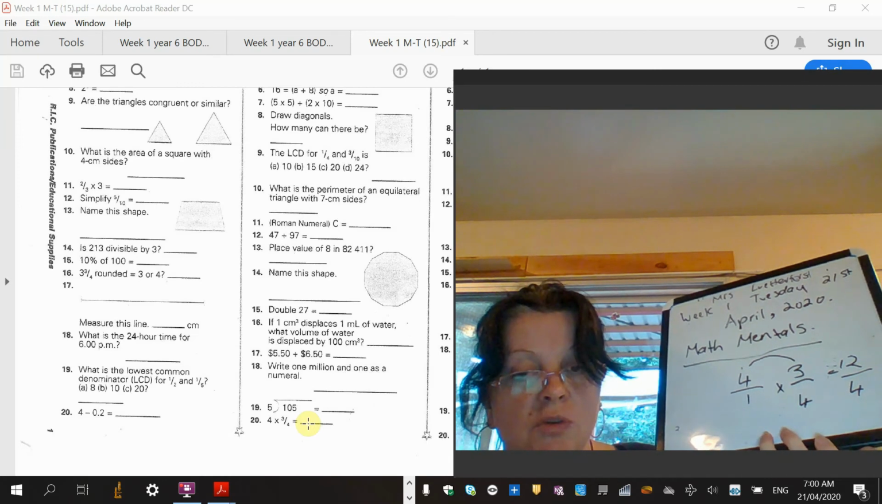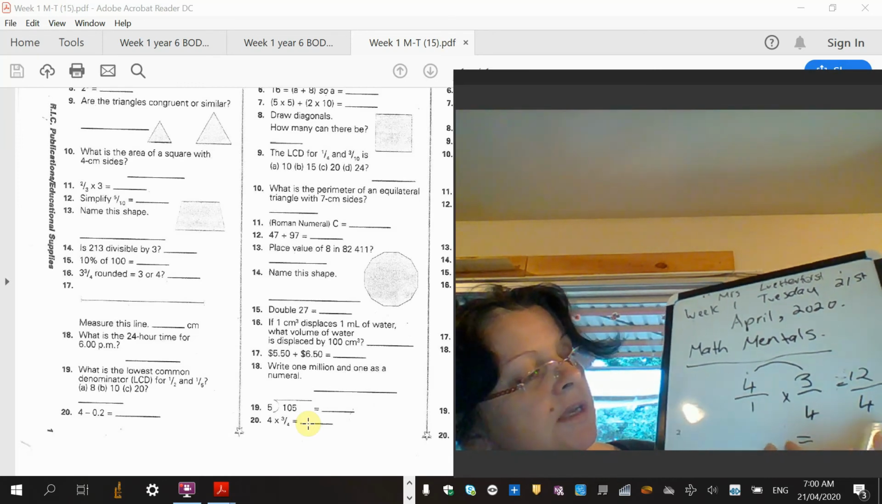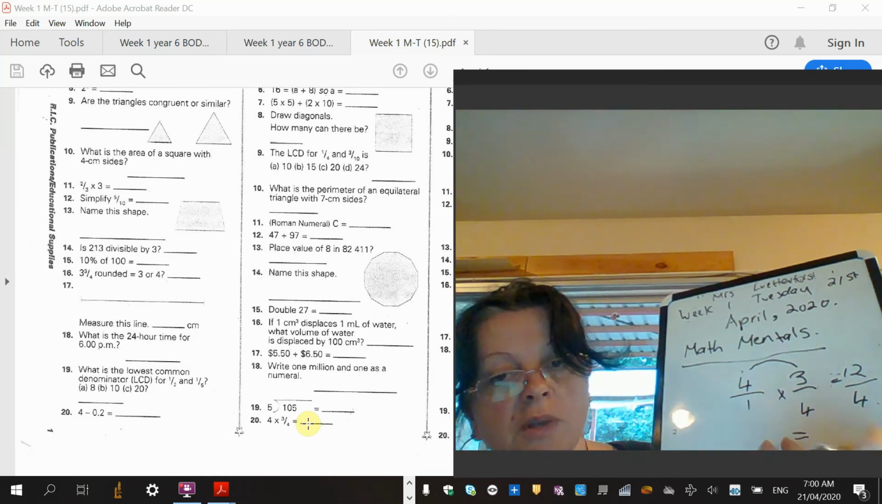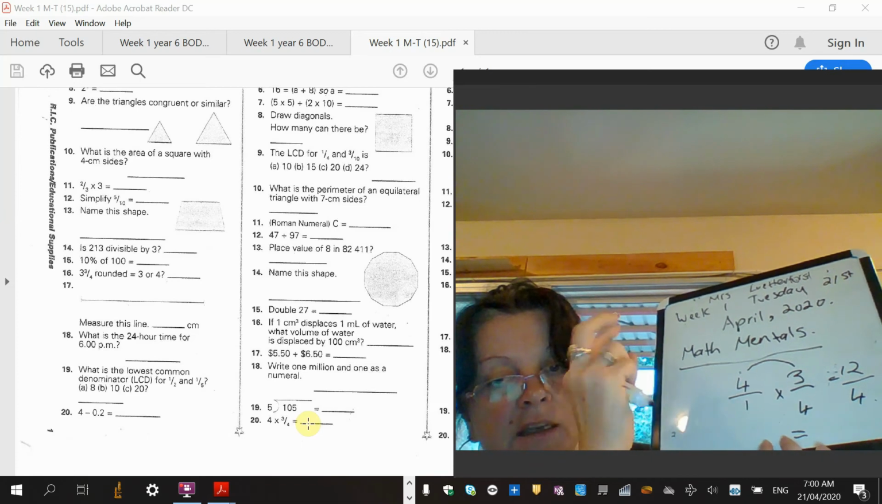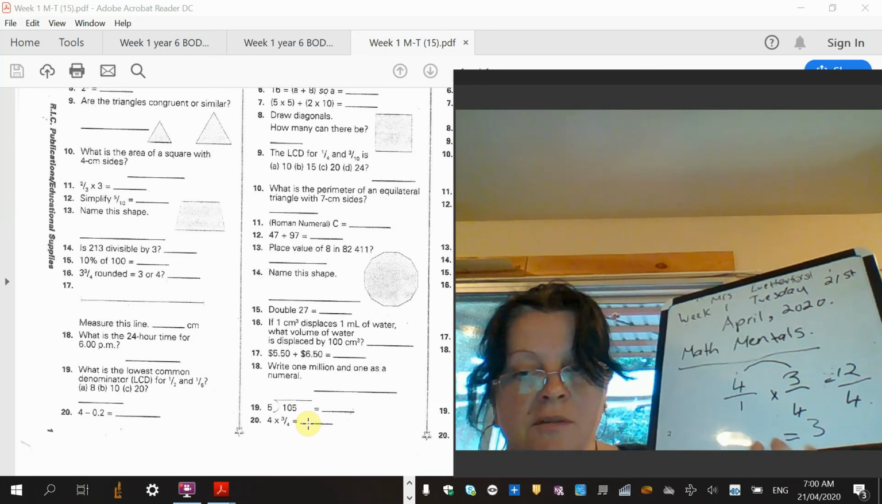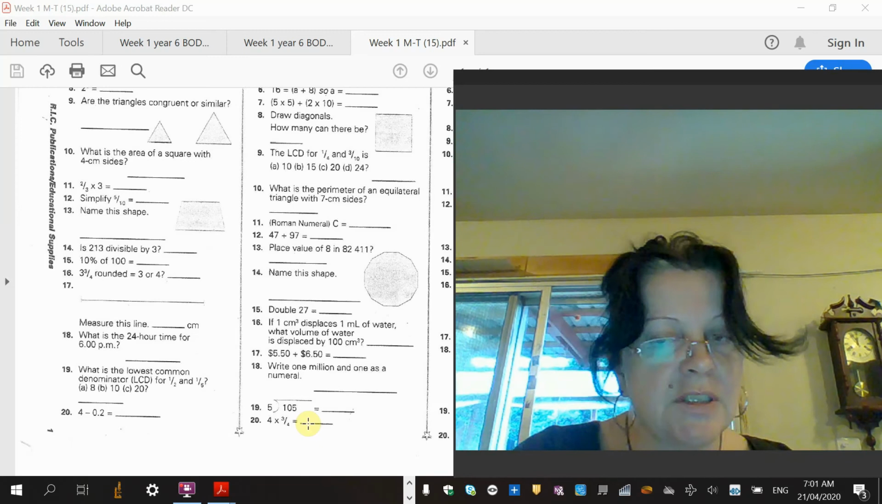The number at the top is too big for the number on the bottom. So we say, how many times does 4 go into 12? Count that on our fingers. 4, 8, 12, and the answer is 3. And that's our mental maths for today.